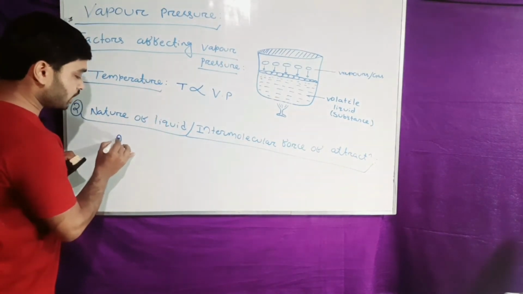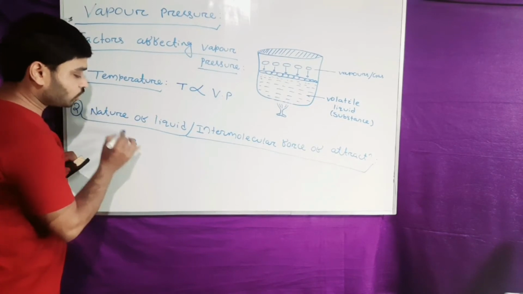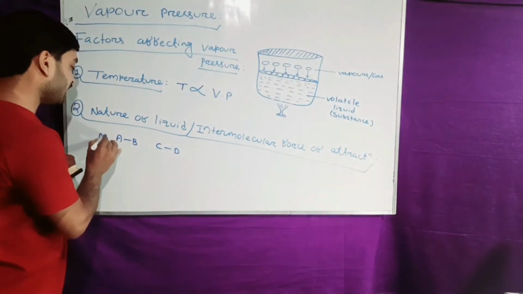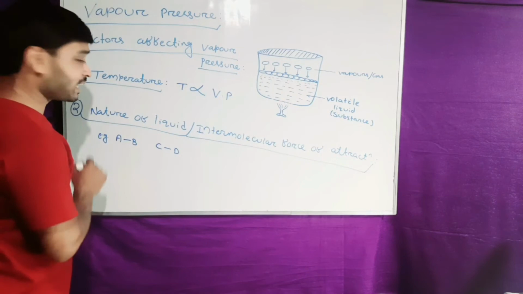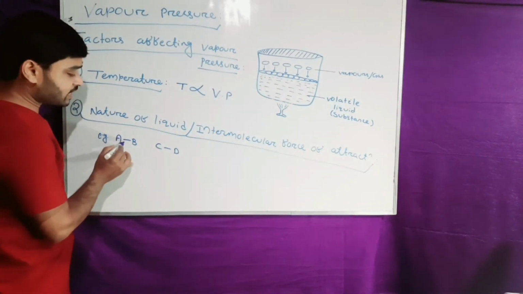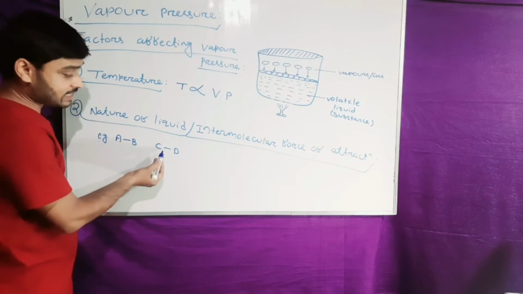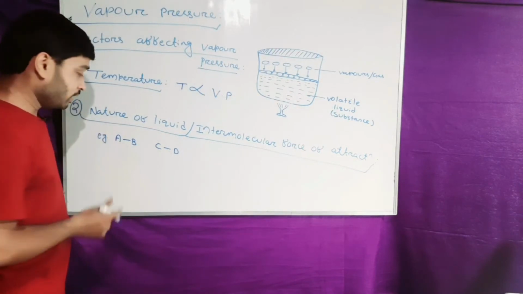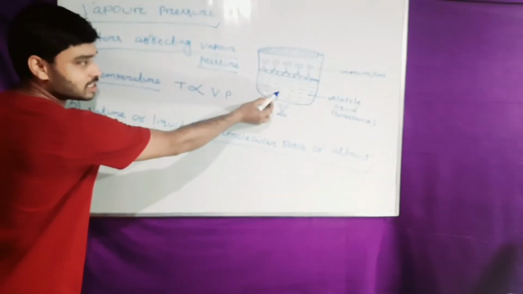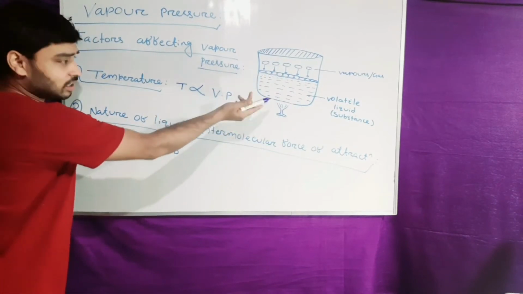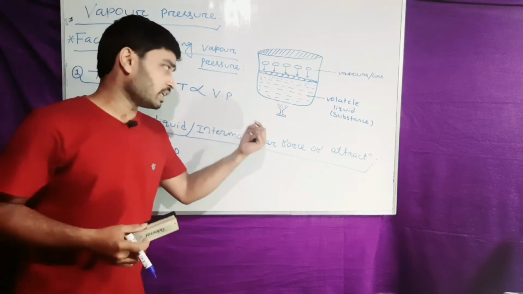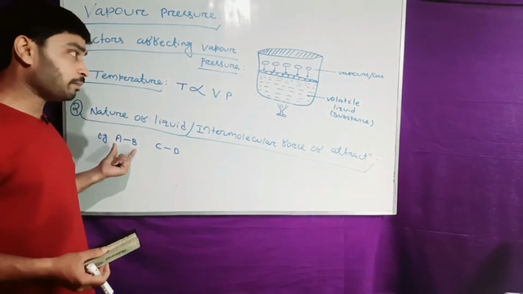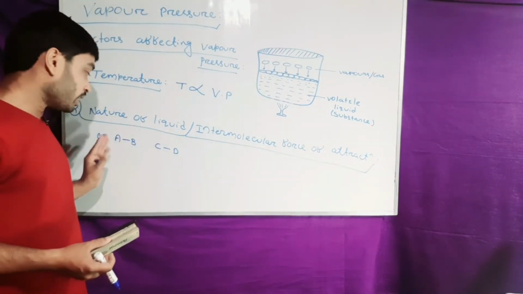That means consider A and B are two molecules of liquid, and C and D another type of molecule. If A and B are strongly bonded, and they are present in this medium, and you apply temperature or any change, then due to transfer of heat, because of the strong bonding between them, the bonds will require more energy to get converted into vapor.